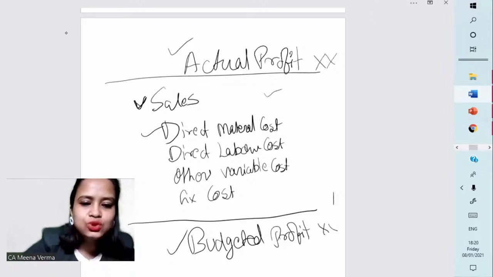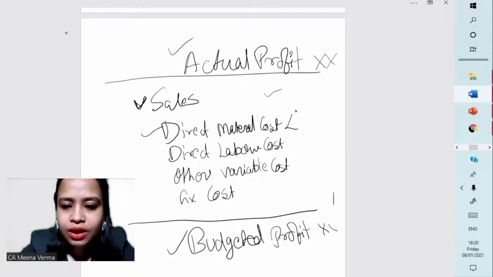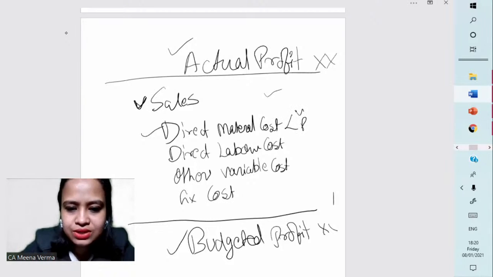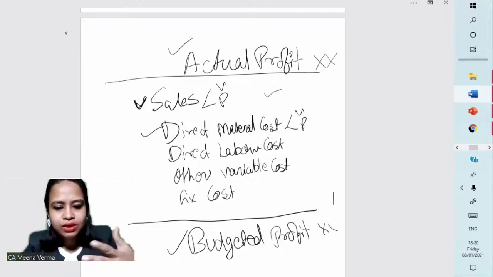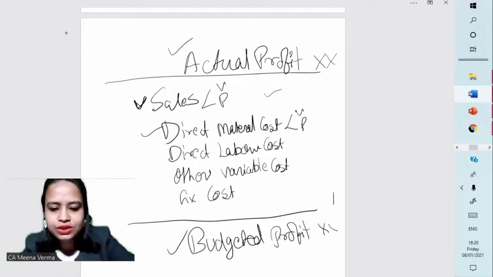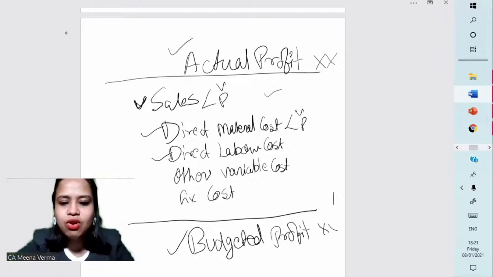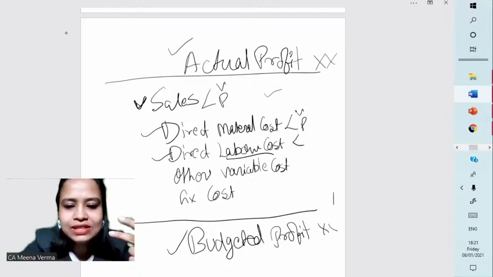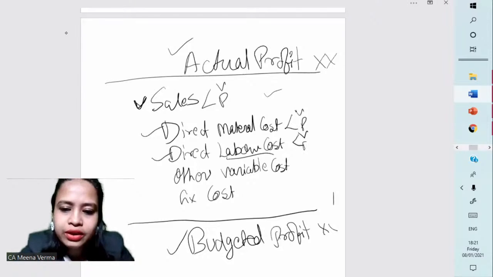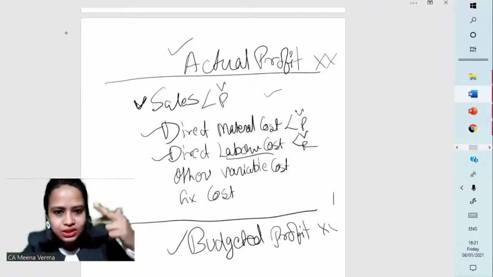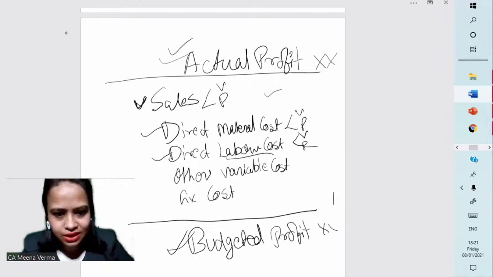Some fluctuation at this place, material cost. Material may include volume and price variance. Sales may include volume and price variance. Because of them, this difference between actual and budgeted profit is arising. Similarly, the difference in direct labor cost, right? Why is this direct labor cost different? It might be that the volume is different, or the rate is different, because of which this difference between the actual profit and budgeted profit is arising at this place.